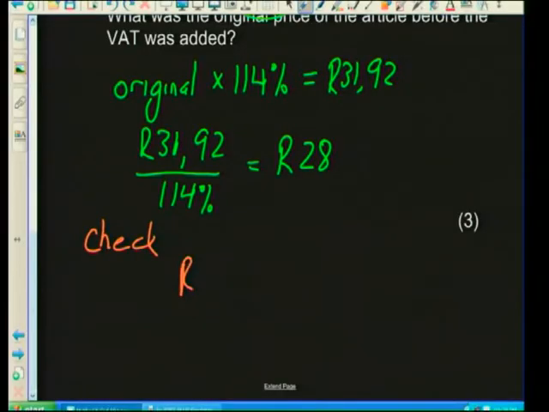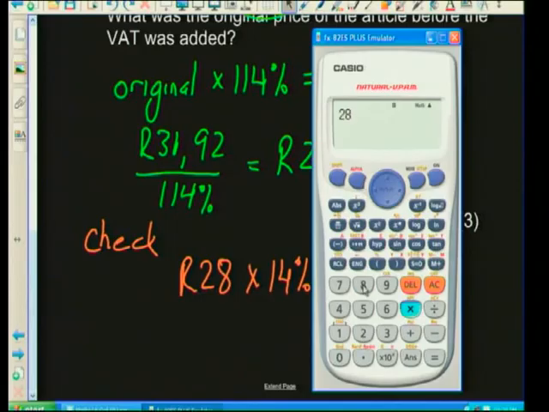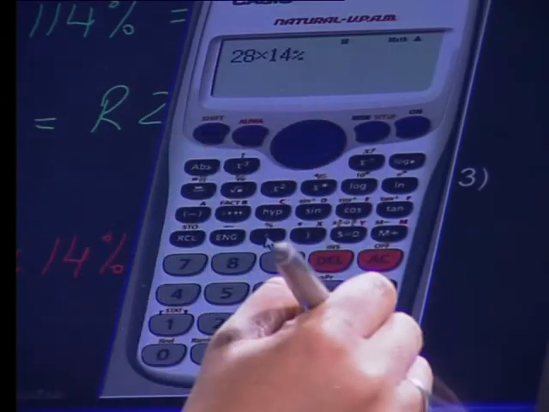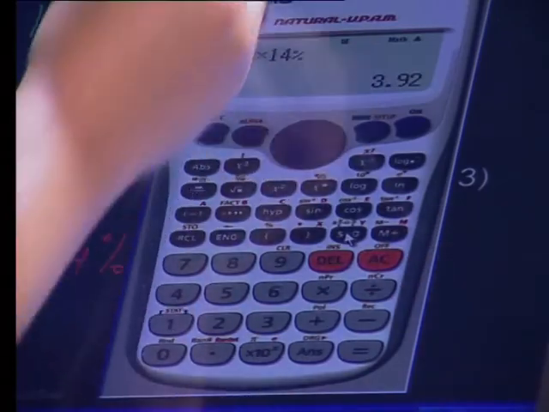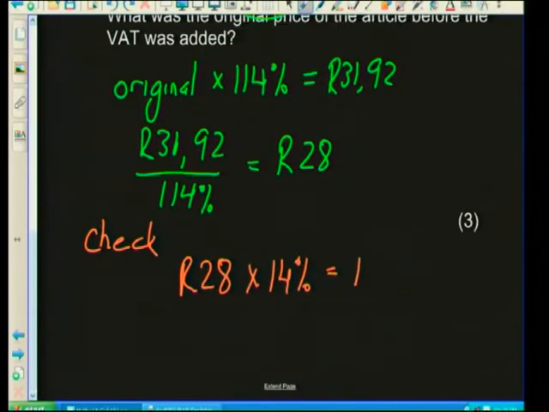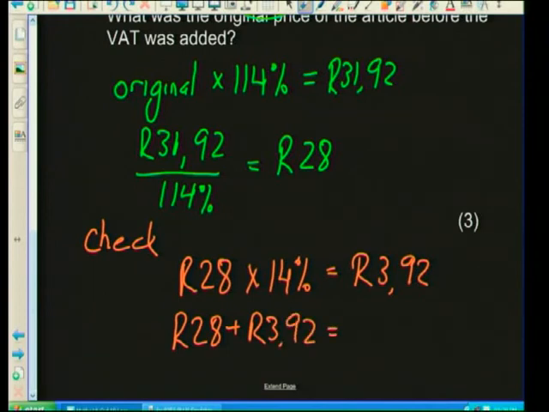So let me check. Let's do a check in orange. We're going to check this answer. We're going to take this 28 Rand and I'm going to increase it by 14%. So let's work out what 14% of 28 is. 28 times 14%. And I see that it is 3 Rand 92. Now to increase it, I had my 28 plus 3 Rand 92. And that actually gives me my 31 Rand 92. So I know my answer is correct because I'm able to check it.